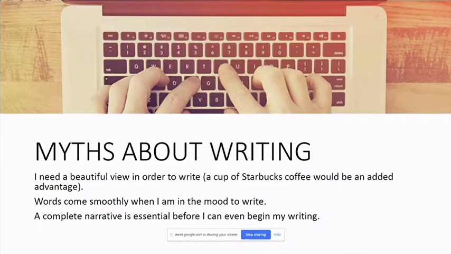Another myth is that words come smoothly when I am in the mood to write. This is where people fall into the idea that I'm having writer's block, I cannot write. Sometimes it's just a matter of mental perception. In order to write, you need to force yourself, especially if you are a master student or a PhD student. How long are you going to wait for that mood to come? Your supervisor is not going to wait for you. The semester is not going to wait for you. If time is up, time is up, right? So you have to push yourself.